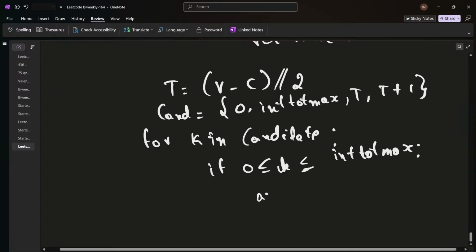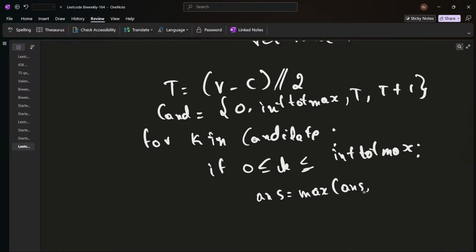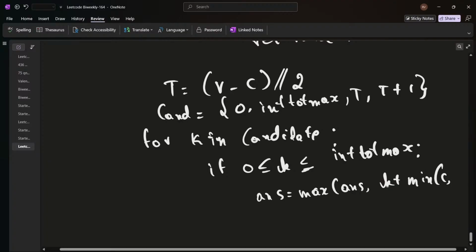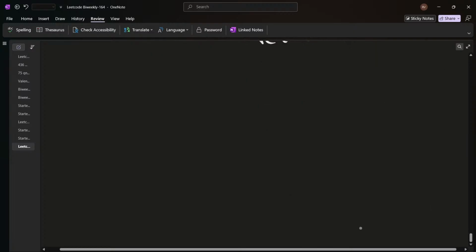what is the answer? Answer is equal to max of answer comma k plus minimum of C comma R. I'll just write it in the next line. Minimum of C comma R minus 2 into K, and I'll return answer. For both of the next two, I won't be providing you guys the pseudocode. You have to find it yourself. I'll just explain the approach for the third and the fourth question.